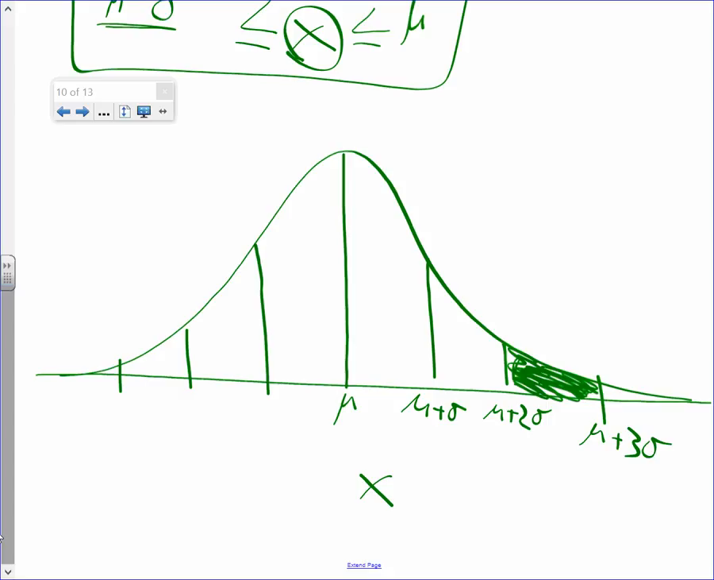So if I want to describe an X value in that region, it's going to be X is greater than or equal to, what's the left side boundary? It's right here. Mu plus 2 sigma. Less than or equal to the right side boundary, mu plus 3 sigma.